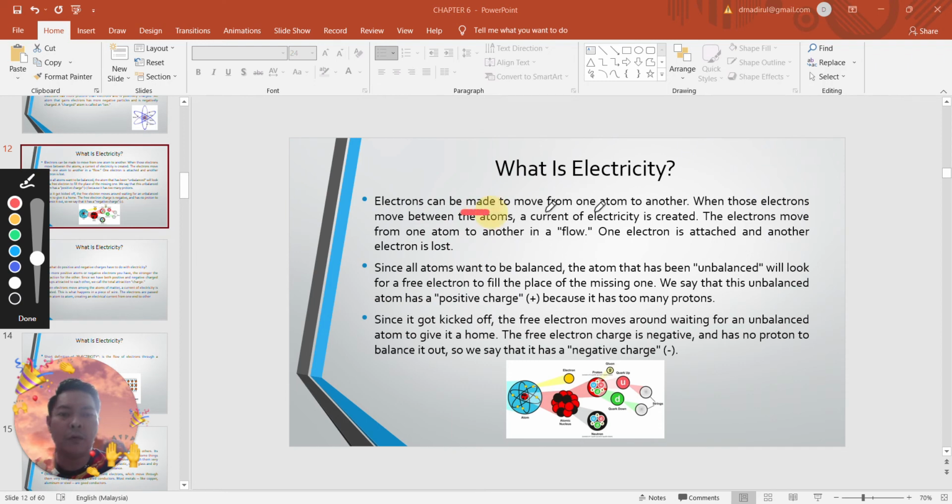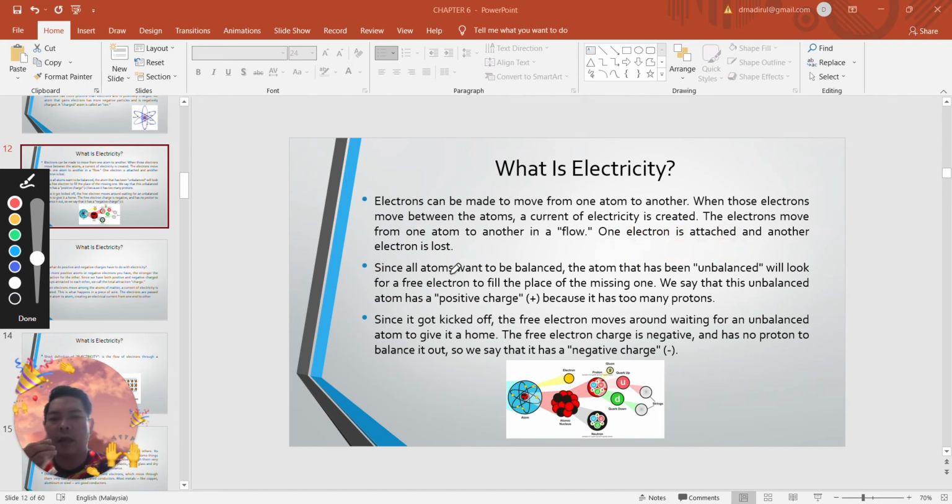Electrons can be made to move from one atom to another, meaning that electrons are very dynamic. They can move from one atom to another. When those electrons move between the atoms, a current of electricity is generated. So once an electron is moving from one atom to another, this is where the current of electricity is developed or created. Okay, the electrons move from one atom to another in a flow. Okay, one electron is attached and another electron is lost.